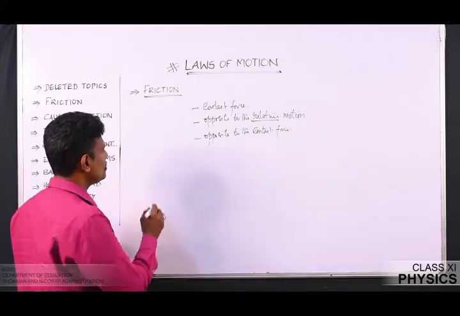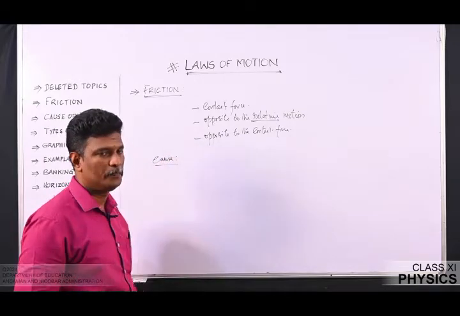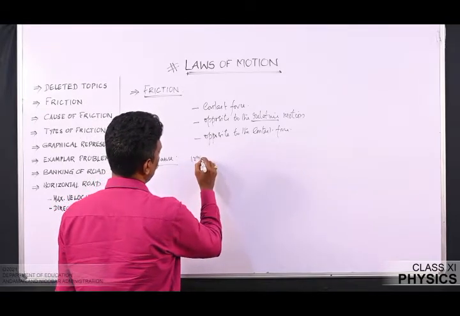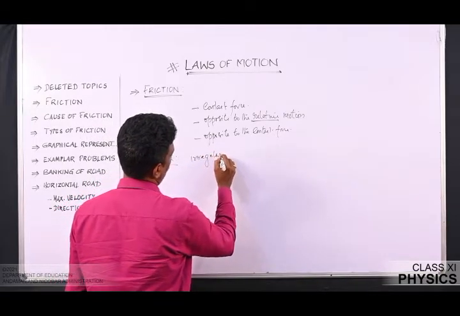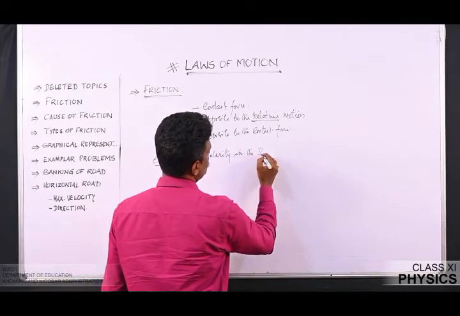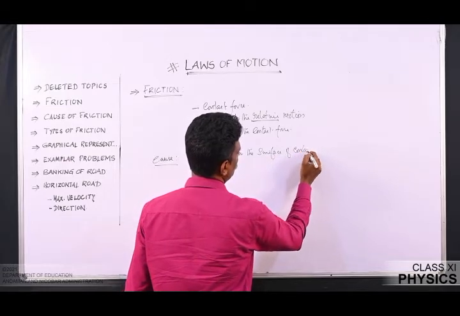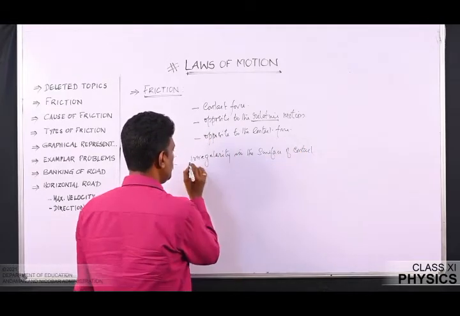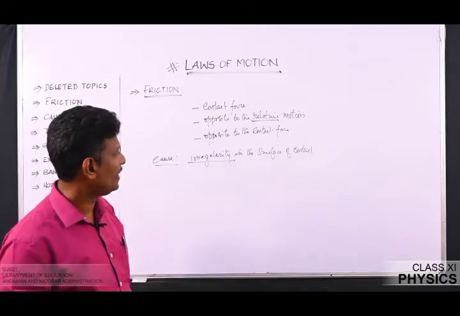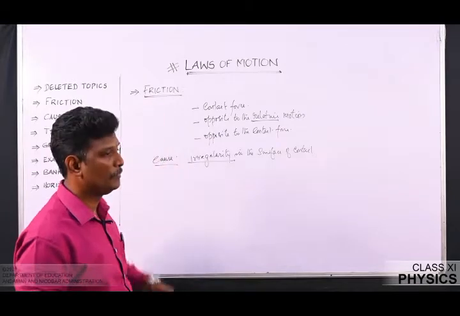Then what is the cause of friction? This is due to the irregularity in the surface of contact. That means the irregularity existing in the contact surface is leading to friction.